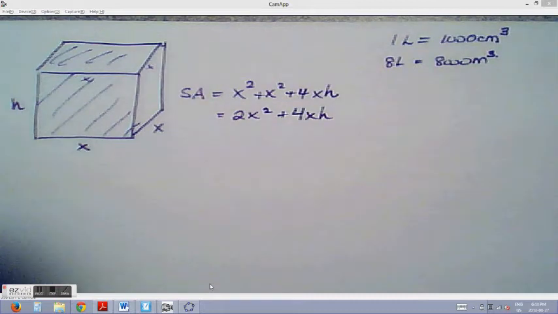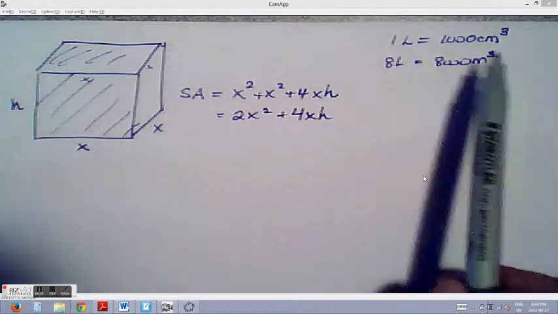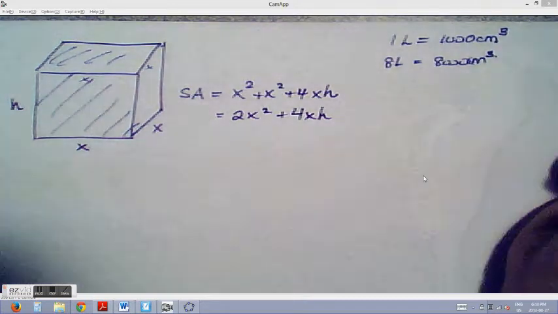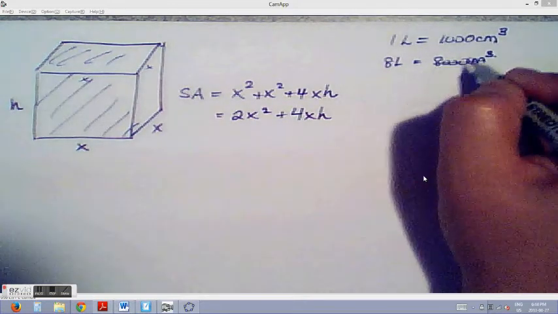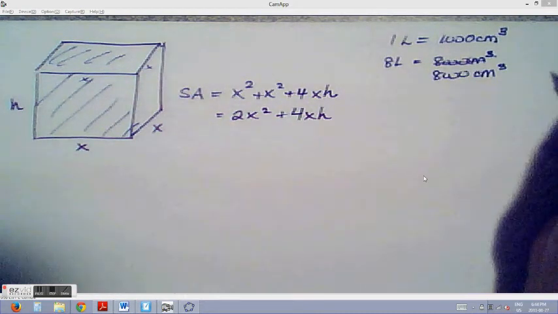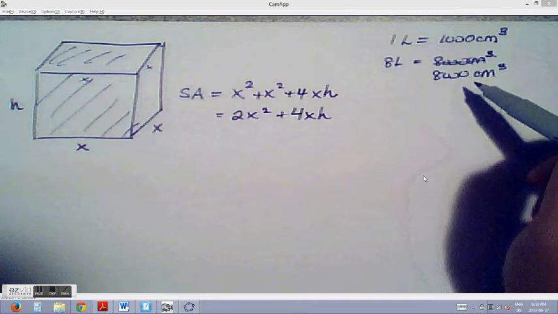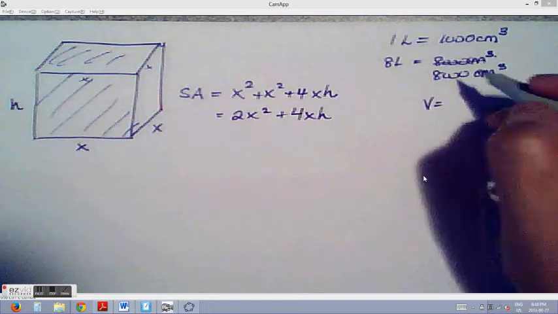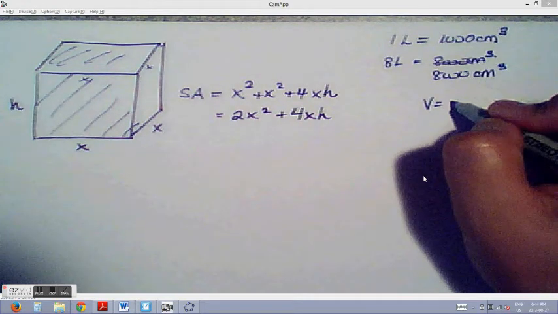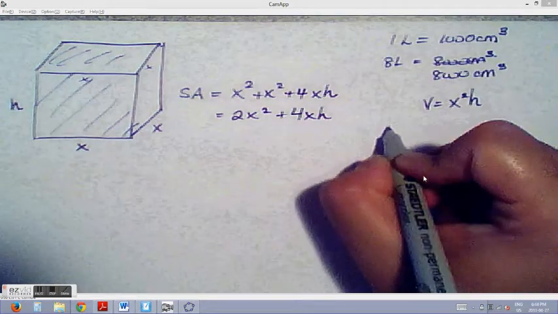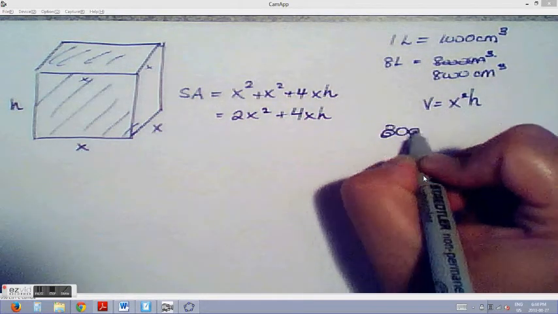We need another equation because we have too many variables here. Well, let's see, we're given the volume, and we've converted the volume now. That should be centimeters cubed. I'm just going to rewrite that as 8,000 centimeters cubed. So how can we find the volume? Maybe we can relate this somehow. So we can say volume is equal to length times width times height, so x squared times the height. We know the volume is 8,000 in the proper units.